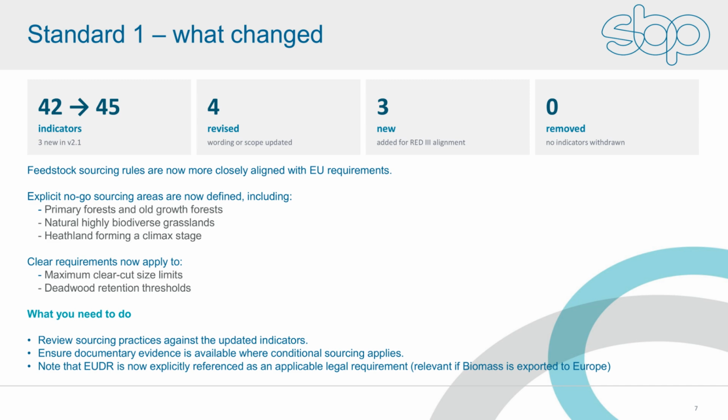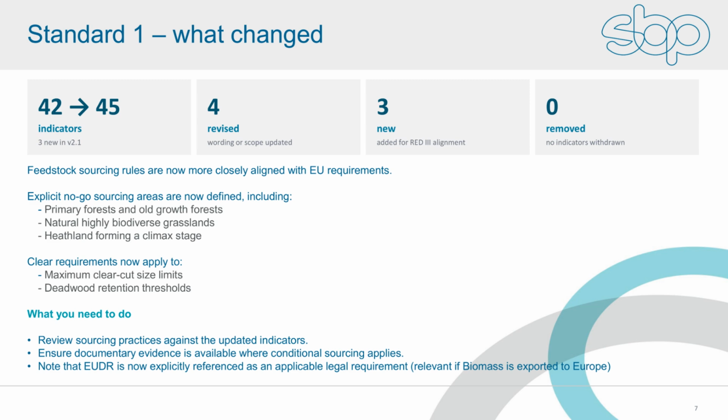The headline is that feedstock sourcing rules are now more closely aligned with EU requirements. We've introduced explicit no-go sourcing areas, primary and old-growth forests, natural highly biodiverse grasslands, and heathland forming a climax stage. Sourcing from these areas is not permitted, and we've added clear, measurable requirements around maximum clear-cut size limits and deadwood retention thresholds. What does this mean for you in practice?